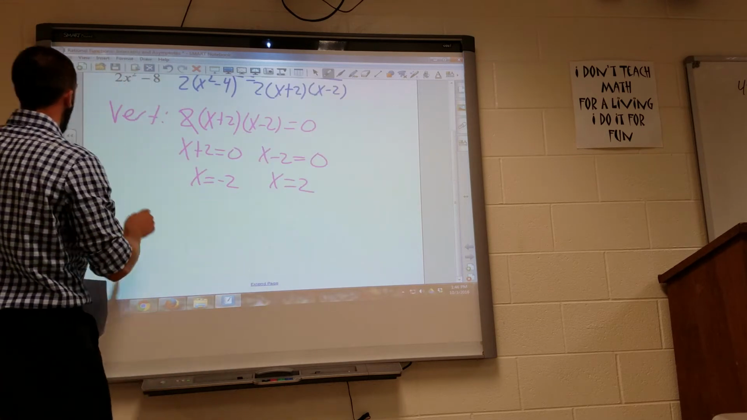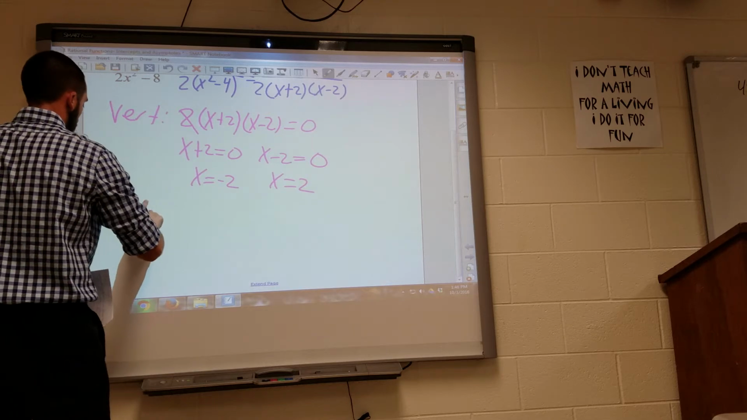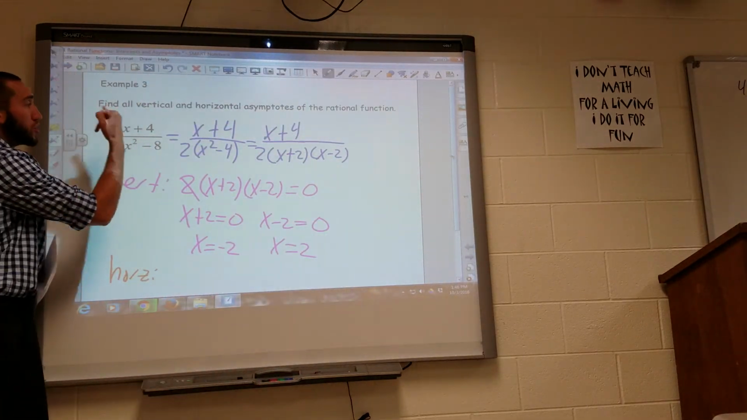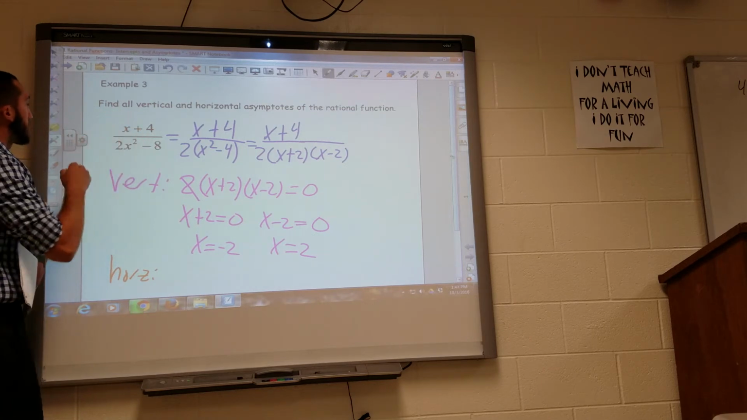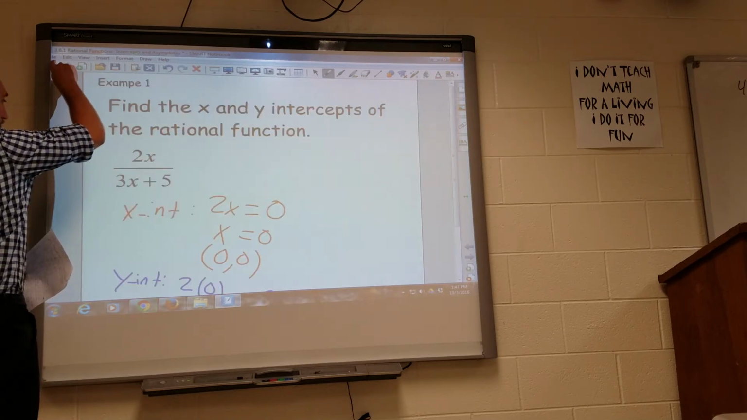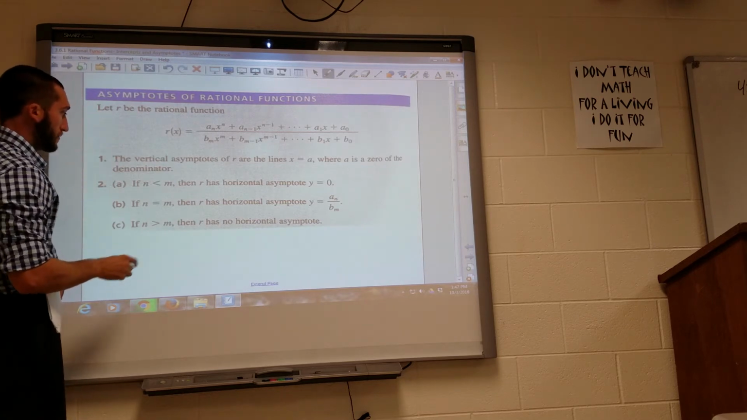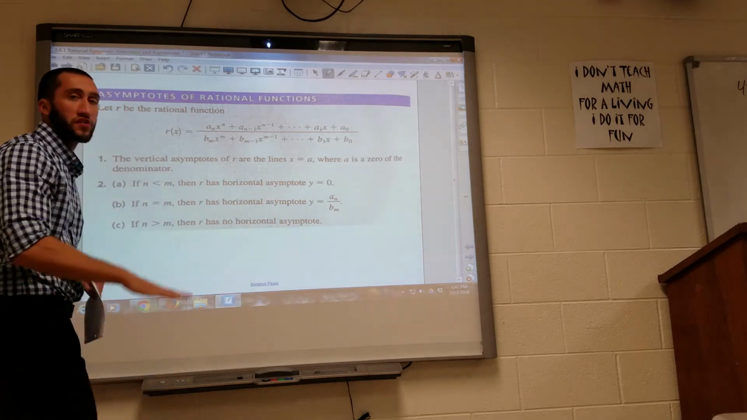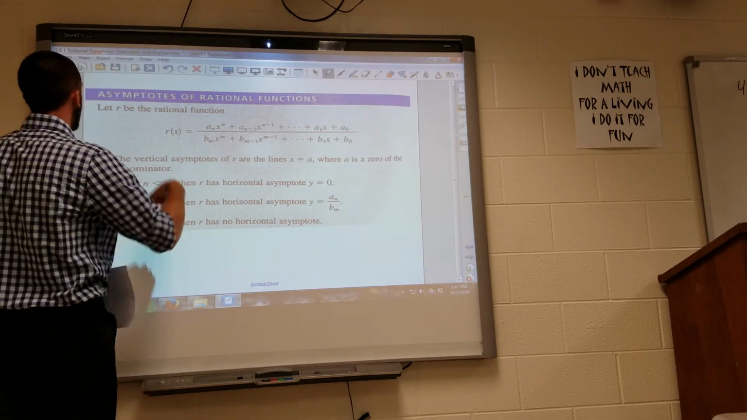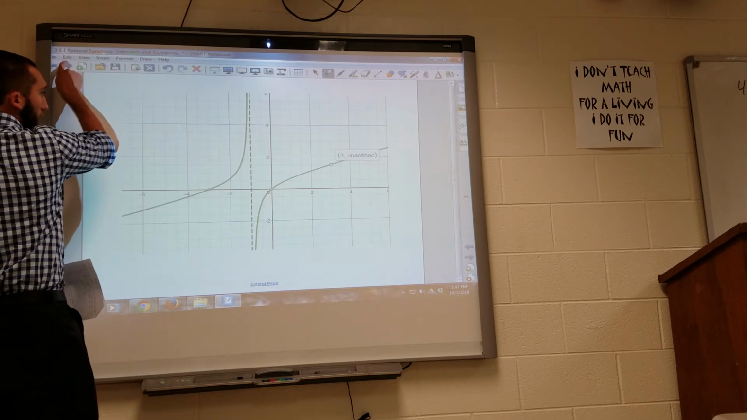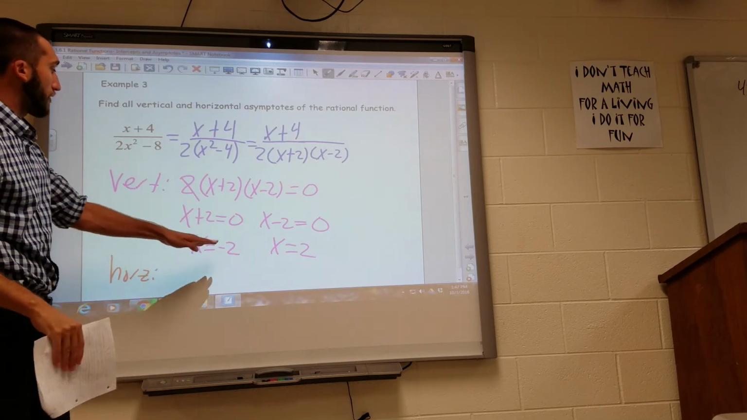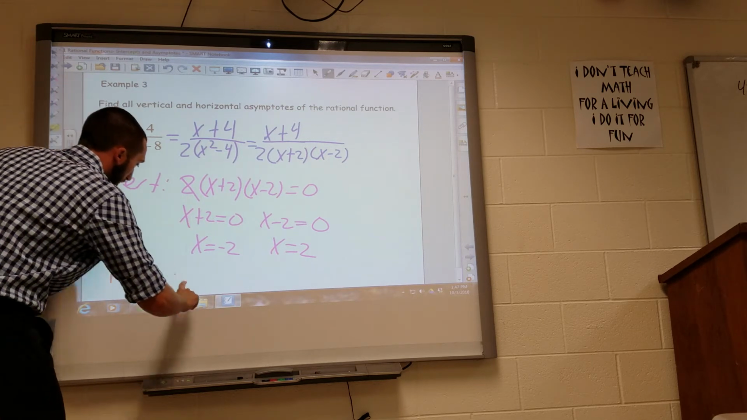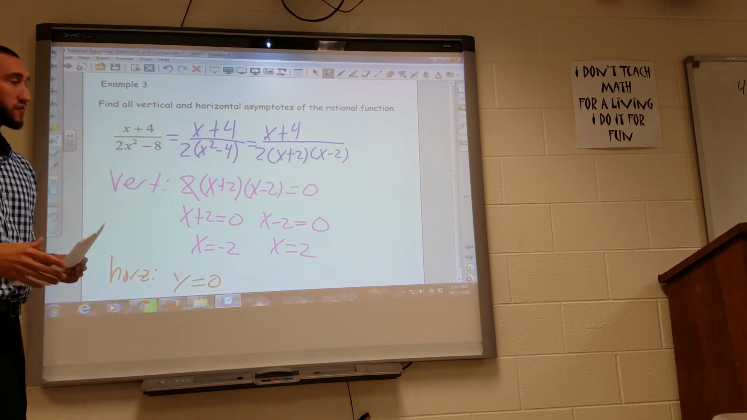Then let's find our horizontal asymptote. Since my numerator has a smaller degree than my denominator, right? So if I go back, my numerator is smaller than my denominator, so the horizontal asymptote is just the x-axis, right? It's the line y equals 0. So let's see what that graph looks like. Remember, vertical asymptotes at negative 2 and 2. Horizontal asymptote, the line y equals 0, or the x-axis.